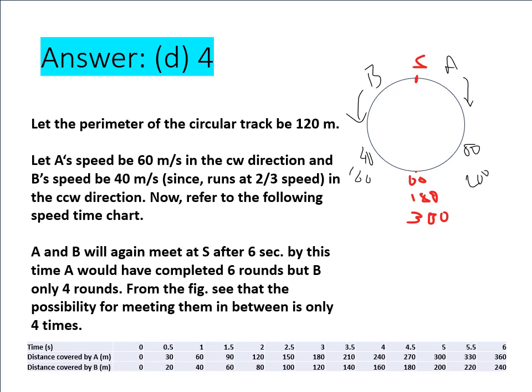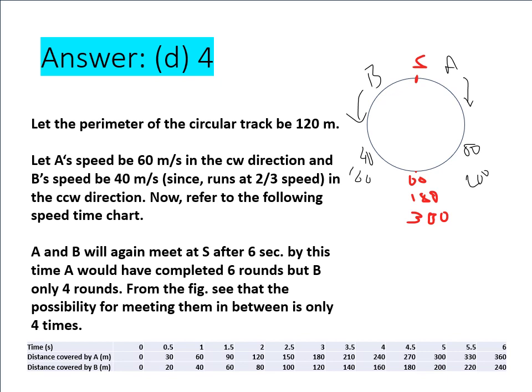So the table gives the progress of the persons at a duration of 0.5 seconds, and A completes the distance is 0, 30, 60, 90, 120, etc. Since he moves at 60 meter per second, and B in 0, 20, 40, 60, 80, etc. since he covers the track with a speed of 40 meter per second.